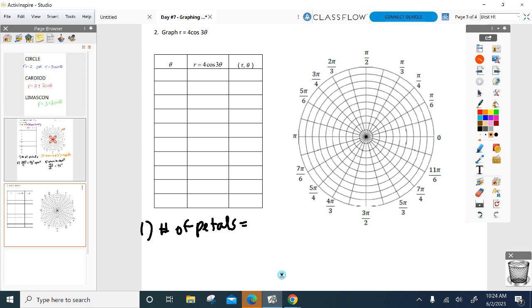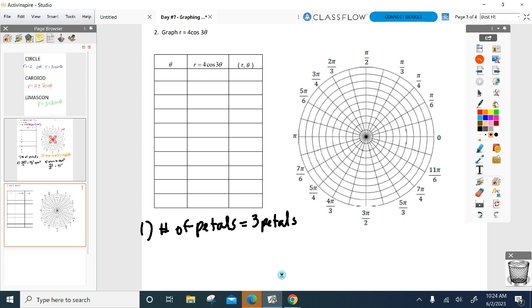First question, number of petals. All right, now what do you notice about that number in front? It's not even, it's odd, right? So if it's odd, that is how many petals you have. Even, you double it. Odd, that's how many you're going to have. So we're going to have 3 petals here.